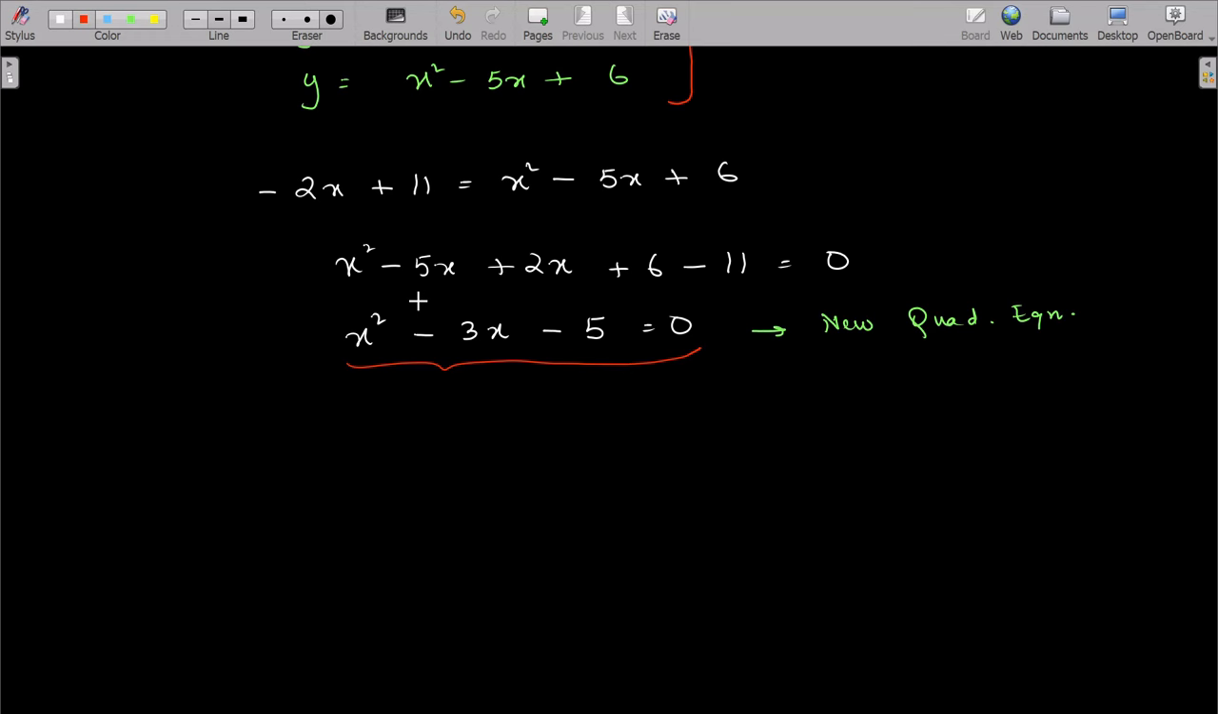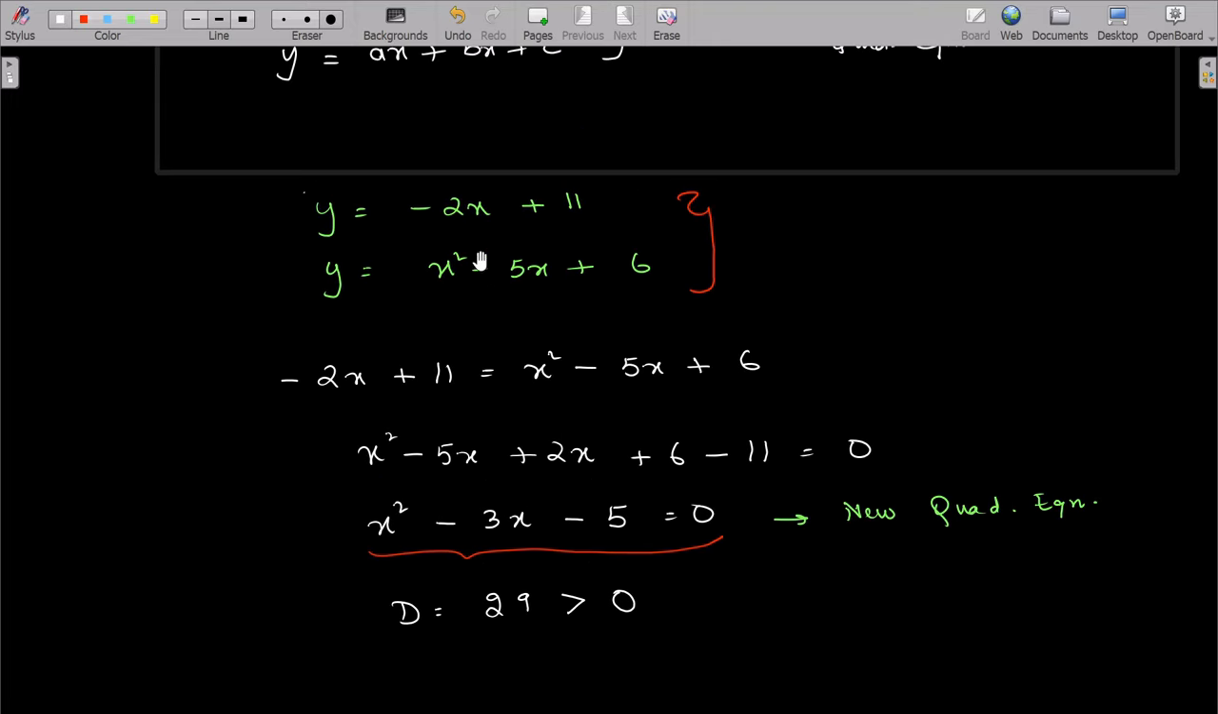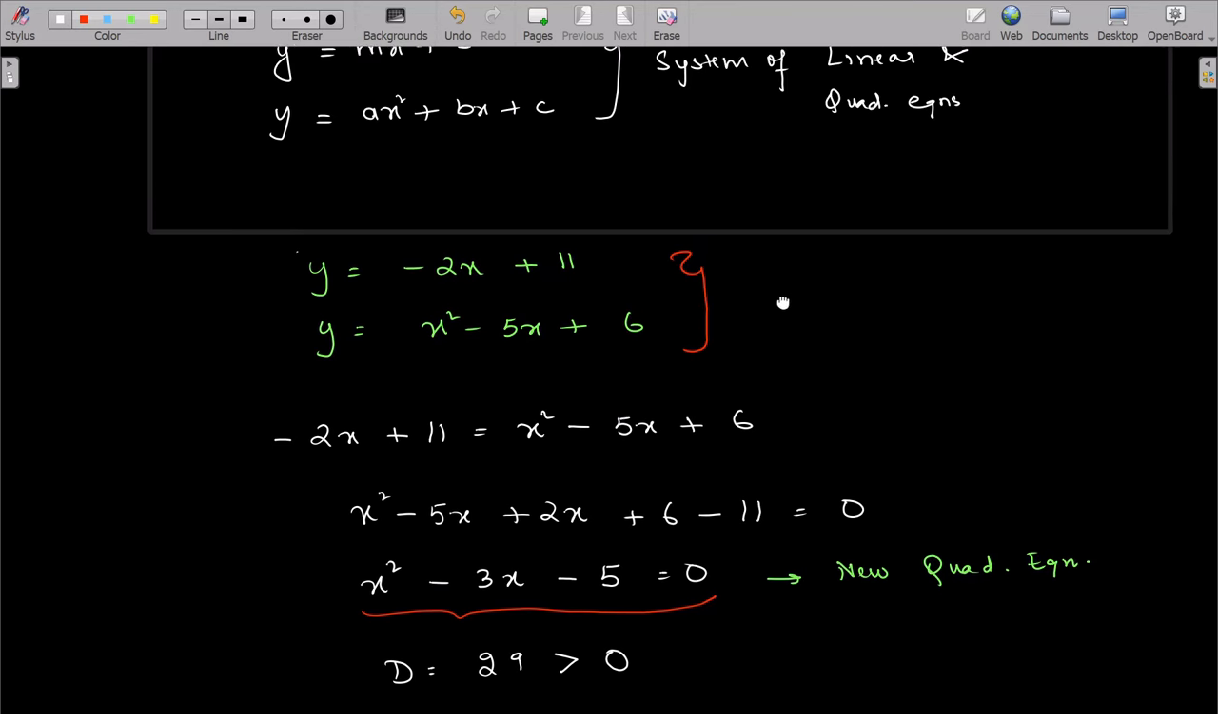Is it 29? 29 is negative 4 times 1 times negative 9 plus... yes, that is going to be 29. Okay, so now we are getting 29, which is the discriminant, and 29 is obviously greater than 0. So again we will apply the same logic. If the new discriminant is greater than 0, then this line and the parabola will intersect.